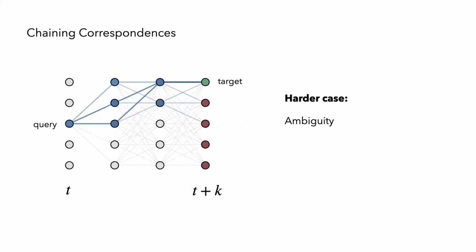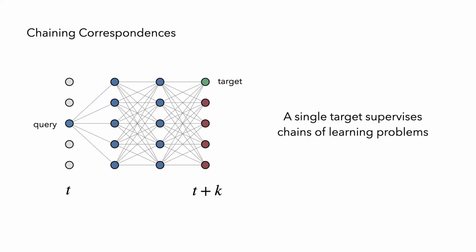But in a harder case where there's a bit of ambiguity, this formulation allows us to consider multiple paths through the graph, to learn from multiple paths through the graph, and therefore to backpropagate across multiple paths through the graph. So in this way, a single target provides supervision for many chains of contrastive learning problems in our graph.